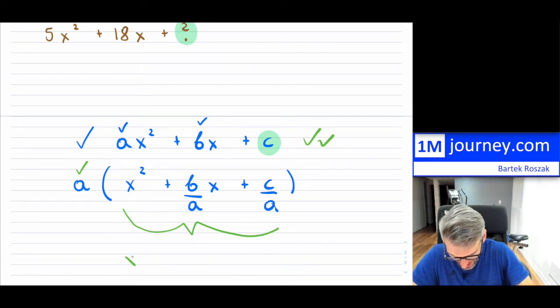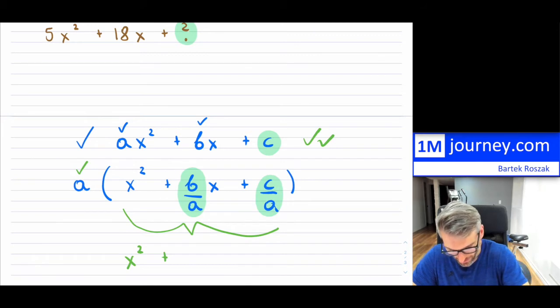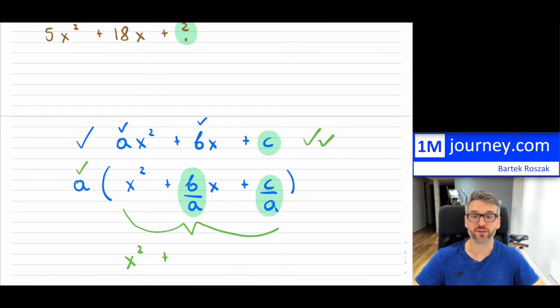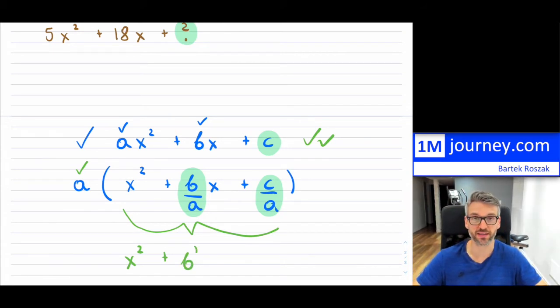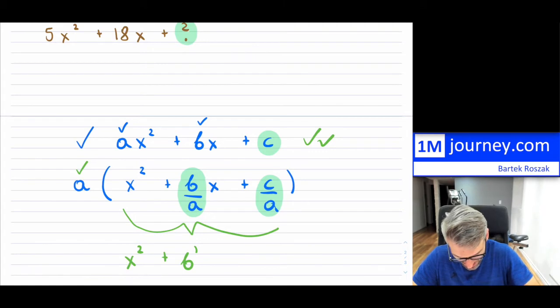And if I now transition this, I'm going to call this b over a, this entire thing, and the c over a, I'm going to give another kind of variable here. Let's call this b prime, because clearly I can't call it b because it's not the same thing. b prime x plus c prime.